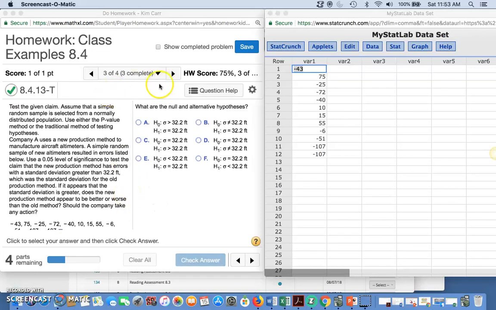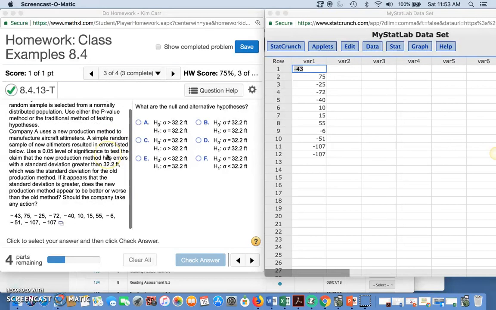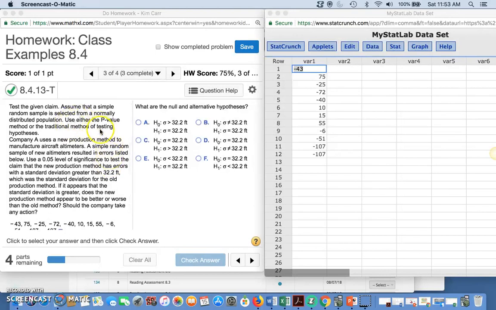Okay, this is problem 3. It says test the given claim, and of course we're using the p-value method this time as opposed to... it says use either the p-value or the traditional method, but it forces you in this problem to do the traditional method. So you'll see a little bit of things that are a little different than the previous test.